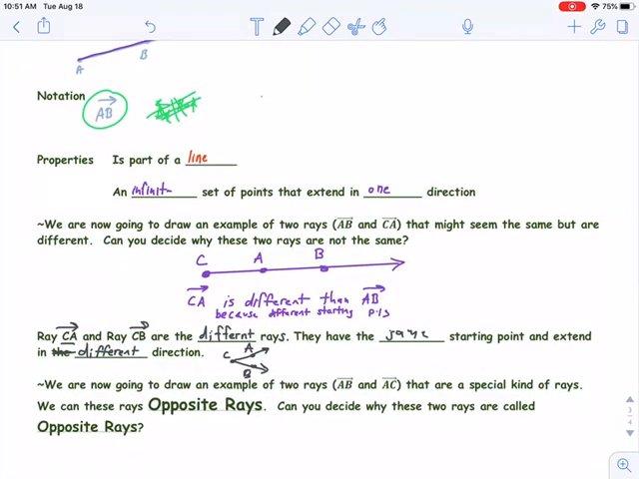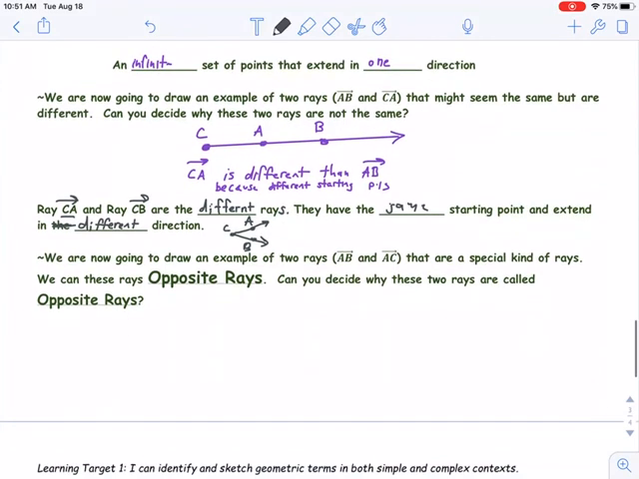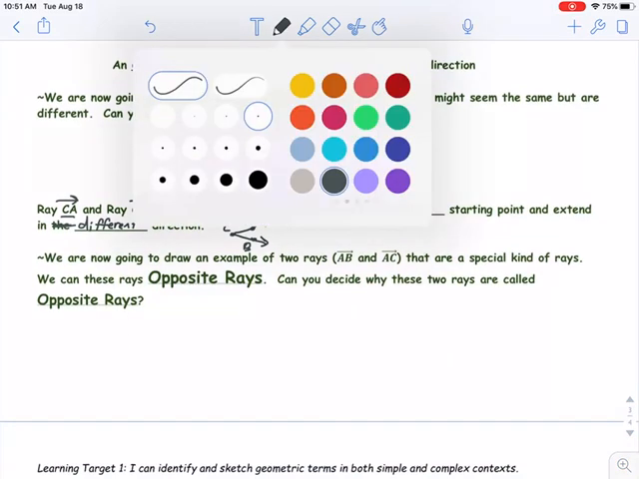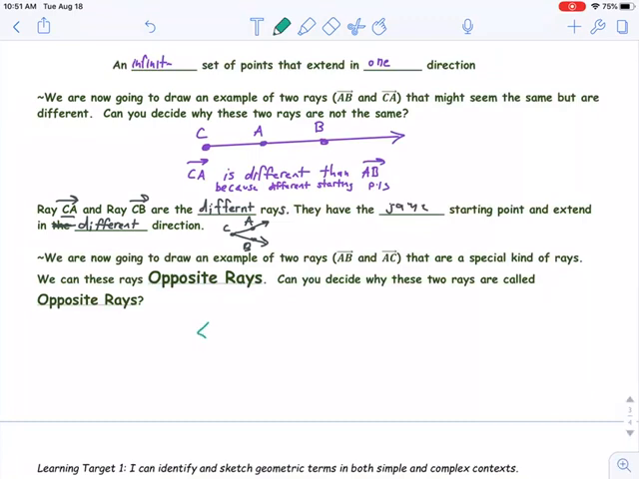All right, and then the last thing about rays is we're going to talk about opposite rays. Now opposite rays, again, in geometry, things are well named. We're going to do this. We're going to draw a line, B, A, C.